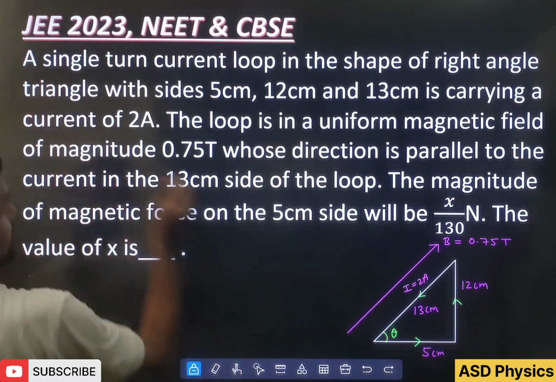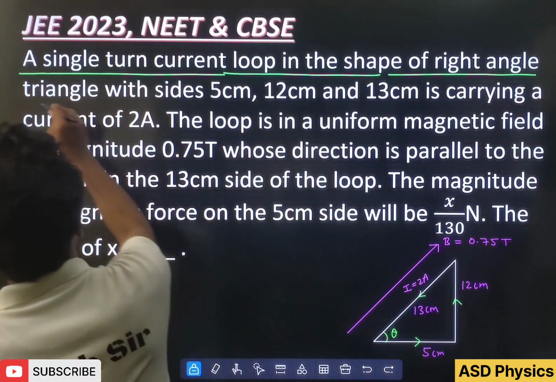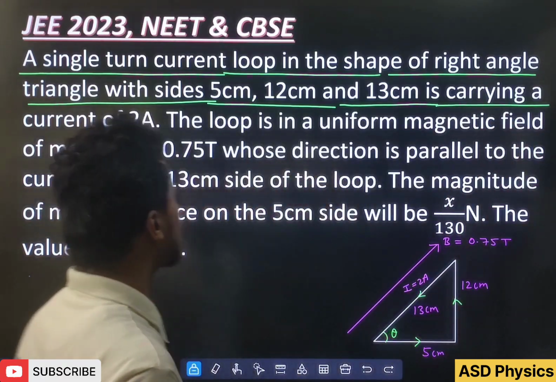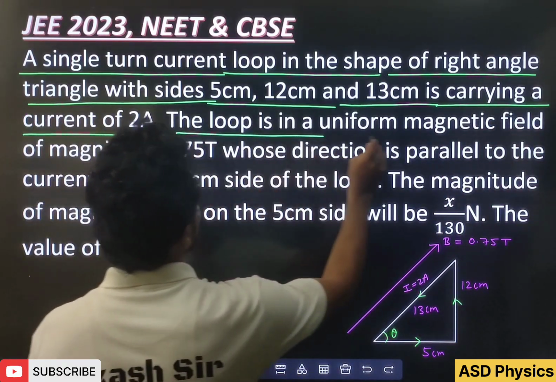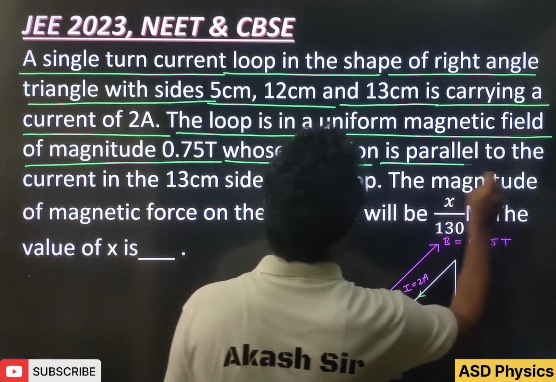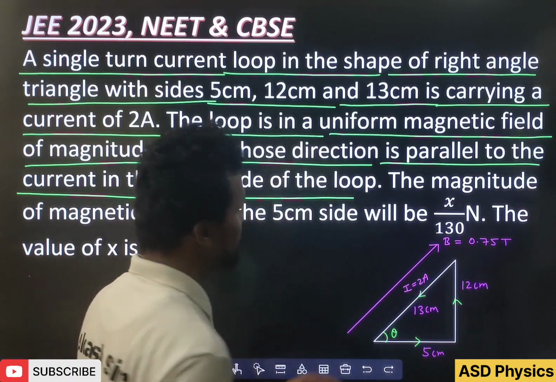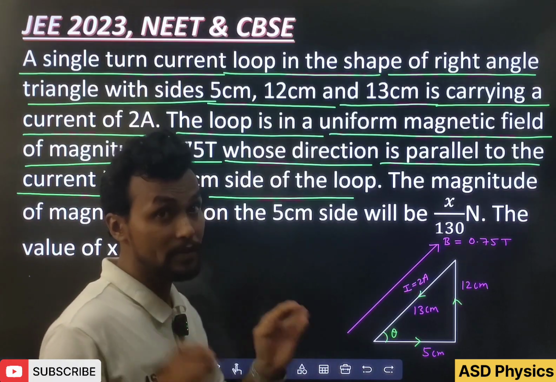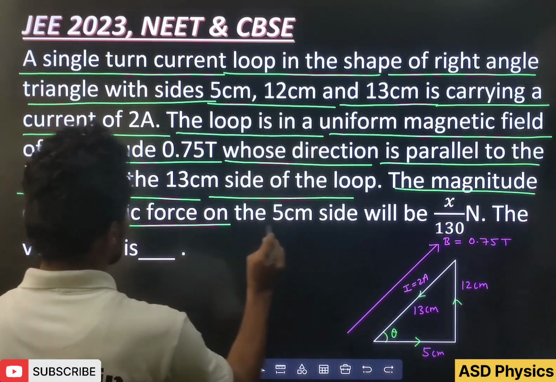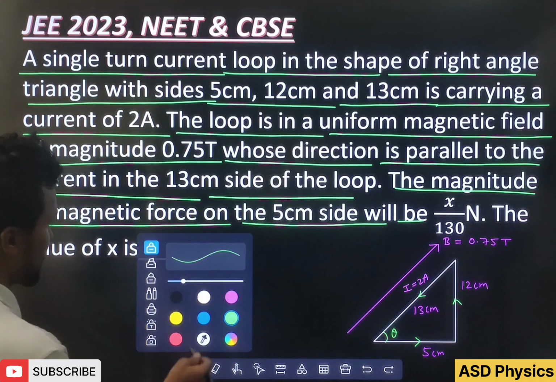One basic question is there. See, this is the diagram. A single turn current loop in the shape of a right angle triangle with sides 5 centimeter, 12 centimeter and 13 centimeter is carrying a current of 2 ampere. The loop is in a uniform magnetic field of magnitude 0.75 Tesla, whose direction is parallel to the current in the 13 centimeter side of the loop. See, the 13 centimeter current element and magnetic field direction are the same. Now see, the magnitude of magnetic force on the 5 centimeter side will be x by 130 Newton. Then the value of x is how much here?